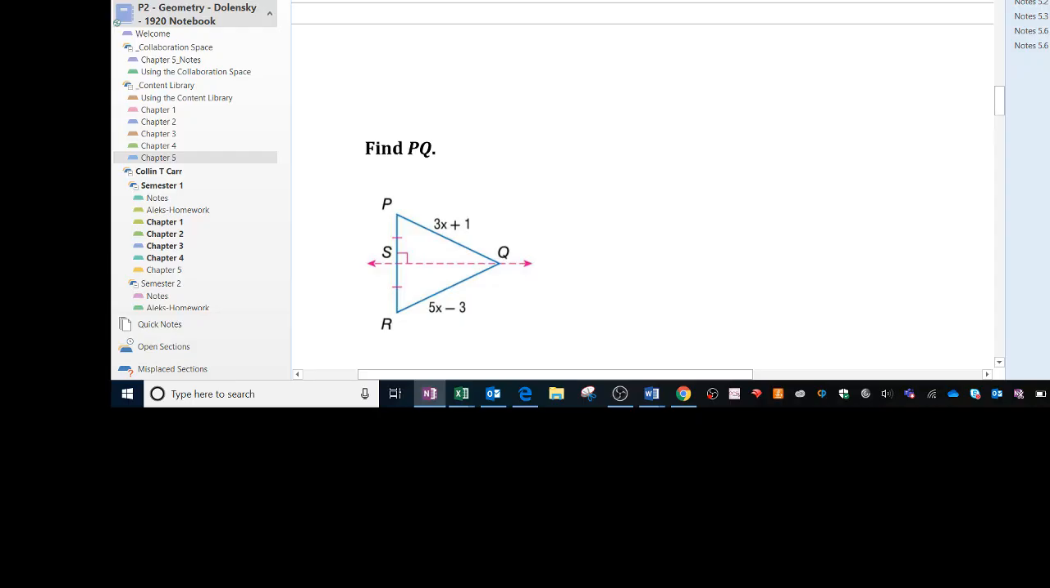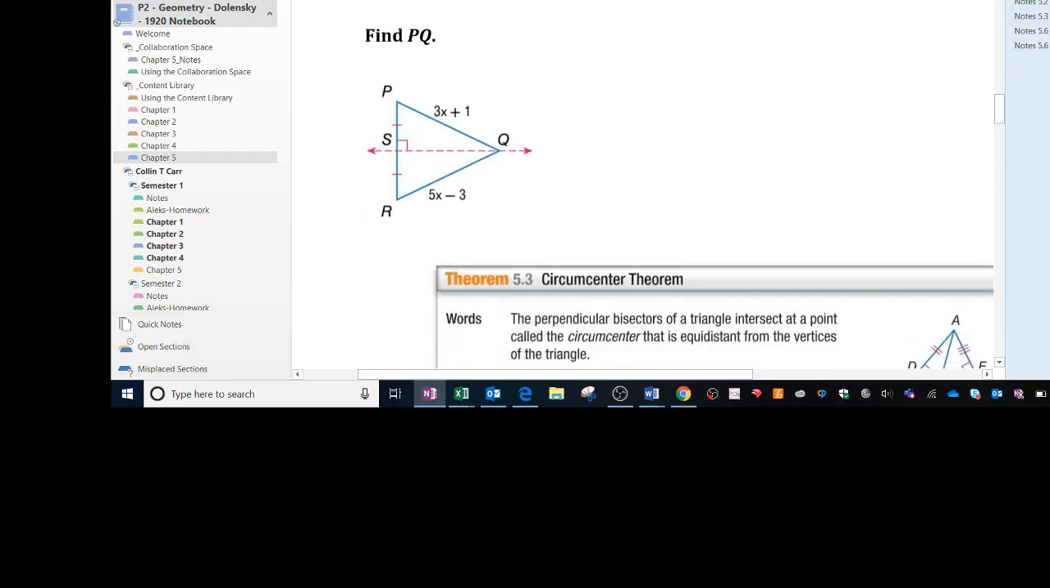All right. How do I find PQ? What do I do to solve? All right, so we have 3x + 1 = 5x - 3. Again, we know that it's a perpendicular bisector so that these sides are congruent. And then we just solve, so minus 3x gives me 2x - 3. I'm going to add 3. And I got x is 2.